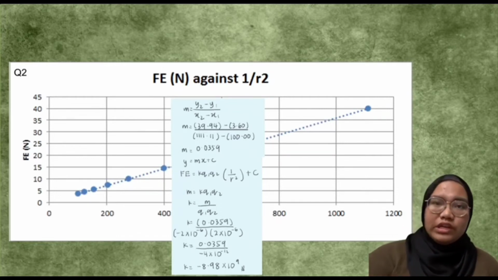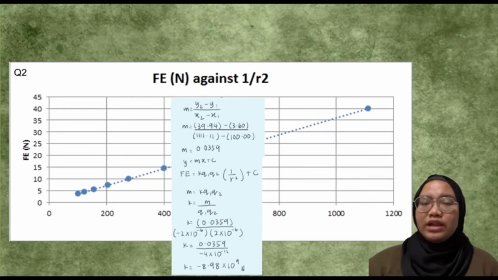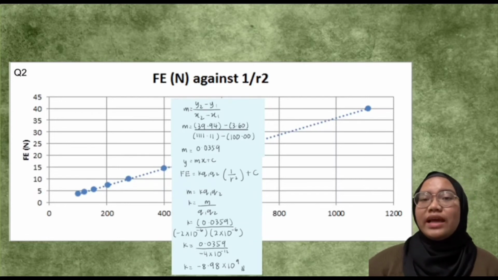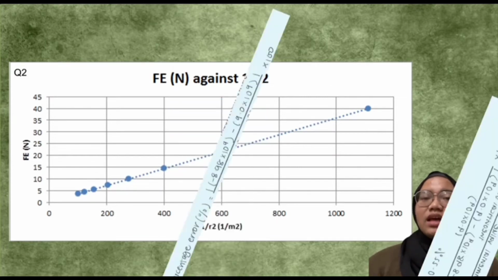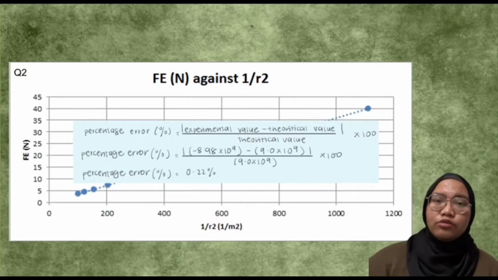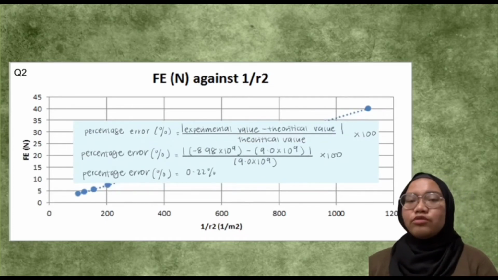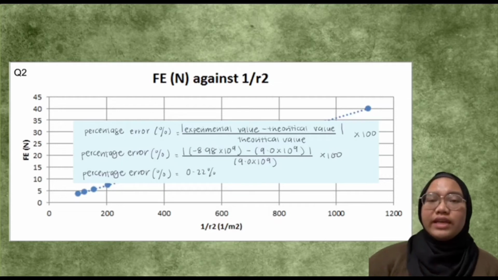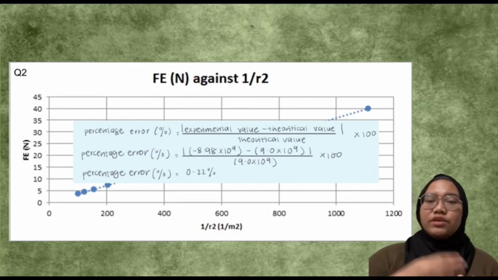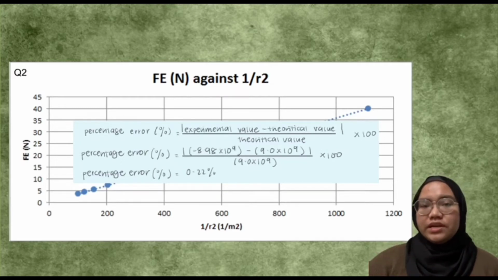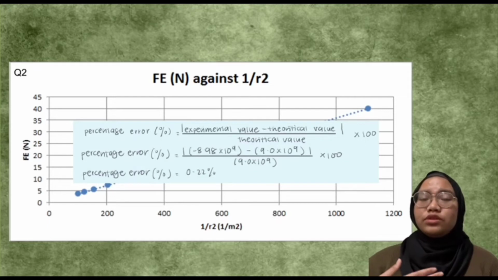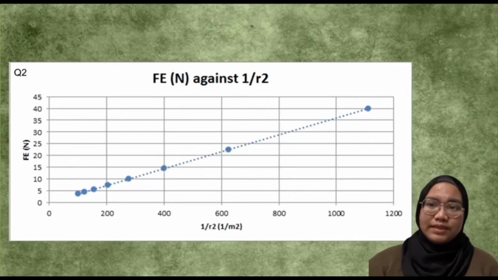At the end of the calculation, we got our experimental value as negative 8.98 times 10 to the power of 9. The last step to find our percentage error is to subtract the theoretical value from the experimental value and divide by the theoretical value again. The theoretical value that was given is 9 times 10 to the power of 9. So the value of our percentage error is 0.22, which can be accepted.